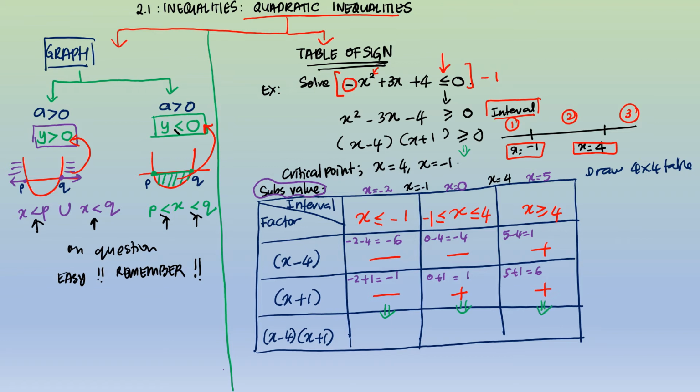That's our conclusion. Negative multiplied by negative, you get positive. Negative multiplied by positive, you get negative. Positive times positive, you get positive. How are we going to choose our answer?